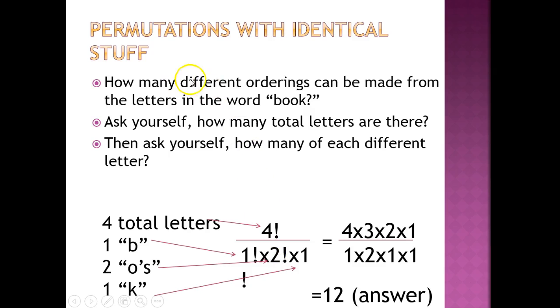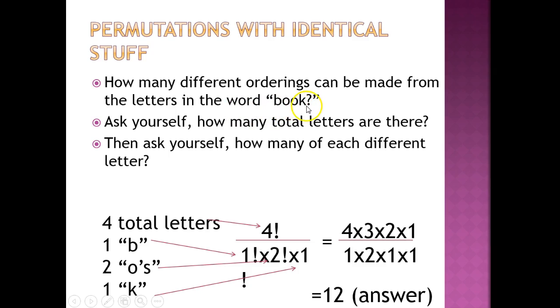Let's say, how many different orderings can be made from the letters in the word book? All right, first of all, how many letters are in the word book? 1, 2, 3, 4. Ask yourself, all right, 4 letters. Then say, all right, how many B's do I have? There's 1 B. How many O's?